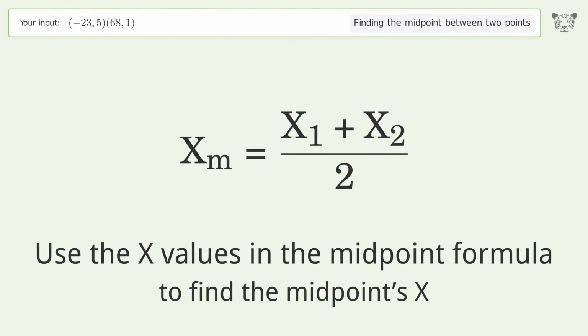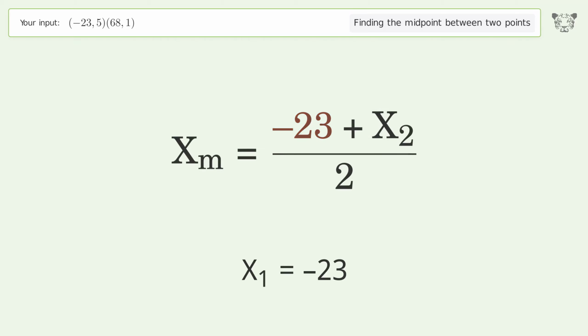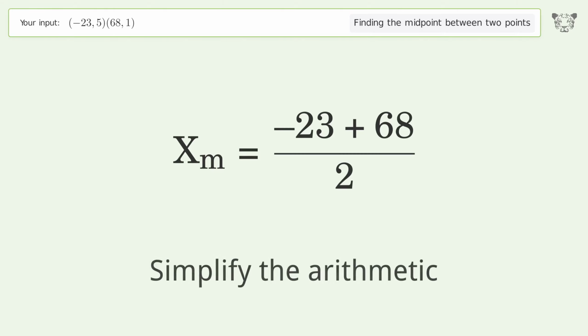Use the x values in the midpoint formula to find the midpoint's x. x1 equals -23. x2 equals 68. Simplify the arithmetic.